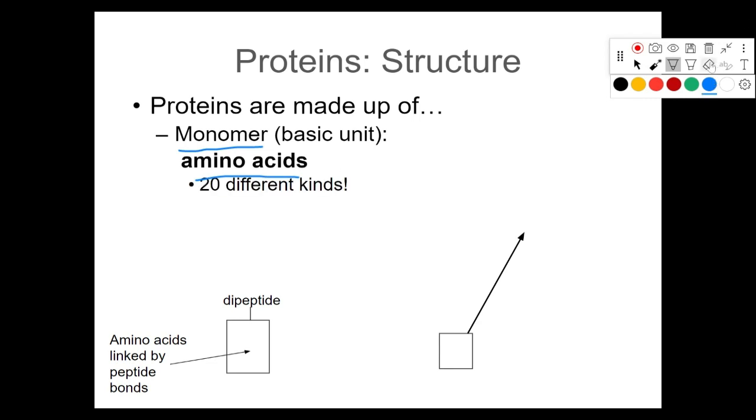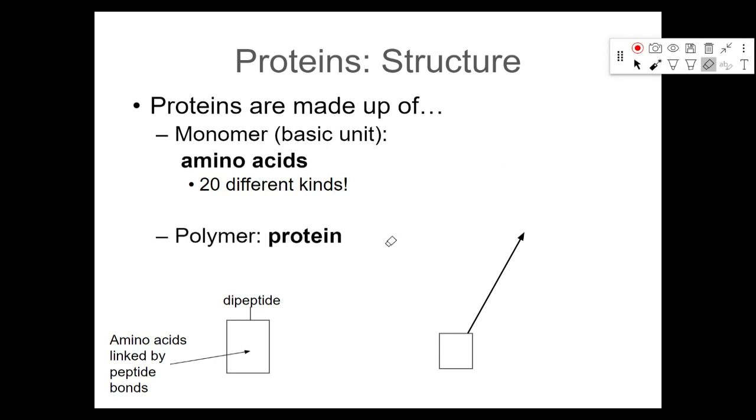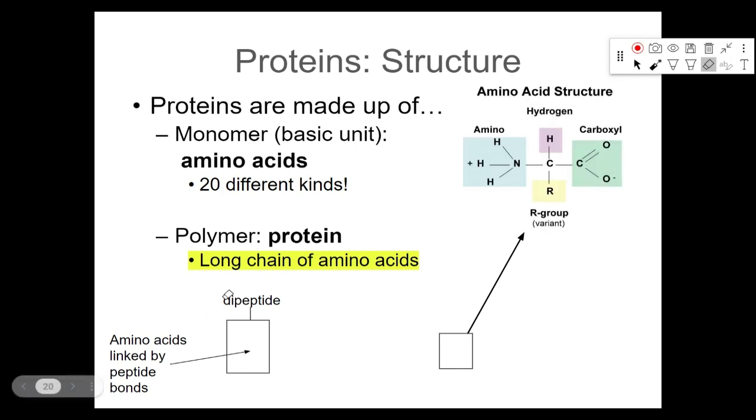And we have 20 different kinds of amino acids, which is pretty cool because those 20 different kinds do so much for our bodies, right? They are all over the place when it comes to what we do as living things. And so the polymer for this is going to be a protein, right? And a polymer is just a long chain of these monomers. And so when you see this right here, this is the amino acid structure, right? The hydrogen, you have the amino, the carboxyl, and then this changes for pretty much every amino acid. The different amino acids have different R groups right here, right? But these other parts are usually the same for all of the amino acids. These are the ones that change.